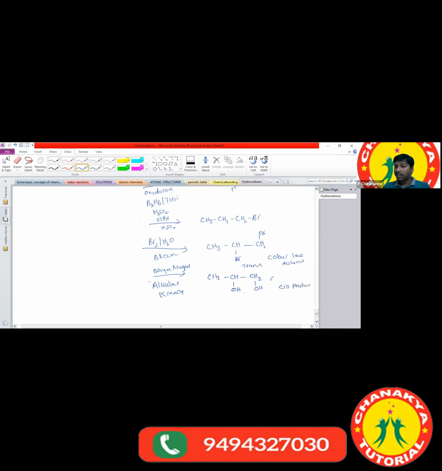So alkaline KMnO4 gives a cis product, while the addition of bromine gives a trans product. And osmium tetroxide, OsO4, also gives the same product, 1,2-diols. Now we got the clarity. So all these are the different types of reactions we have. Clear? So that is about alkenes.